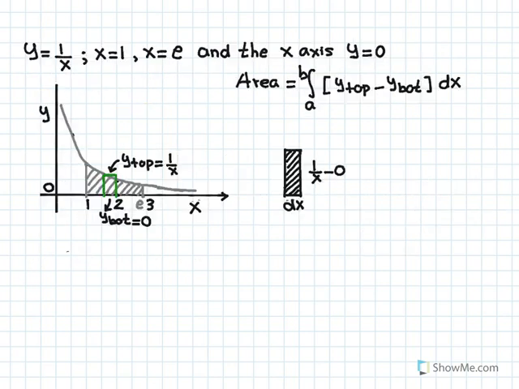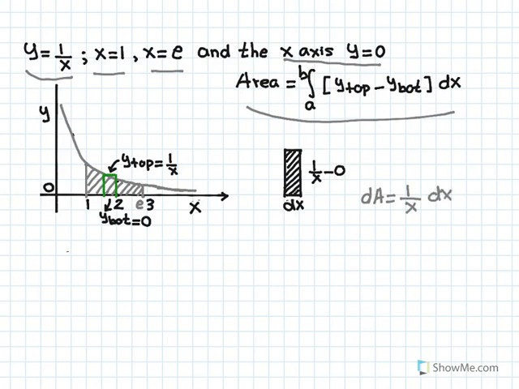All right, let's do that. So what we have is the drawing here: y is equal to 1 over x, x is equal to 1, x is equal to e, and the x-axis, y equals 0. We have the formula, area is equal to integral a to b, y top minus y bottom dx. So basically, subtract off the bottom function from the top function, integrate, and we get the area under the curve. And the differential area is going to be height times width, that's 1 over x times dx.